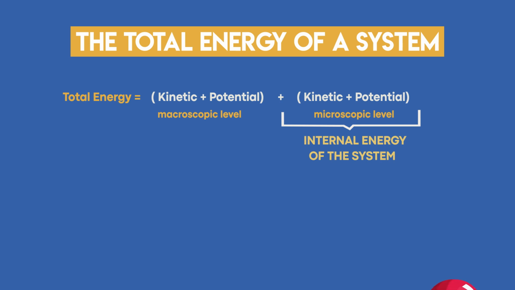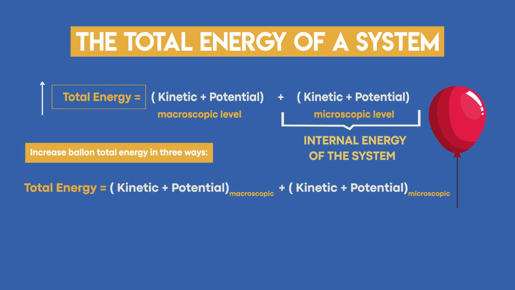In case of our balloon, if you want to increase its total energy, according to this equation, we can do it in three possible ways. Either increase its velocity to increase its kinetic energy, or increase its height to increase its potential energy, or increase its internal energy. The change of the total energy of a system can be written as final energy of the system minus its initial energy.